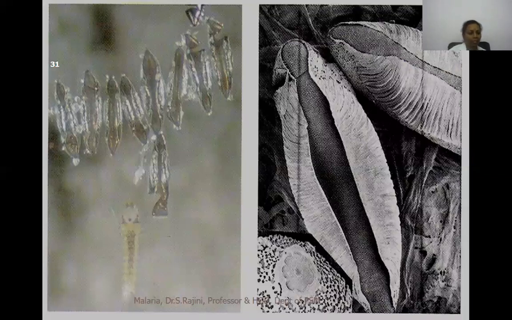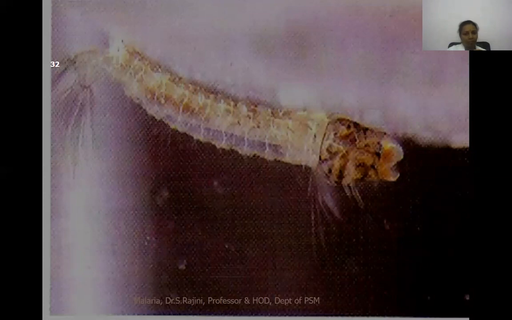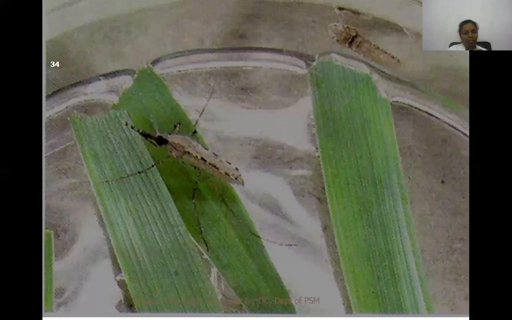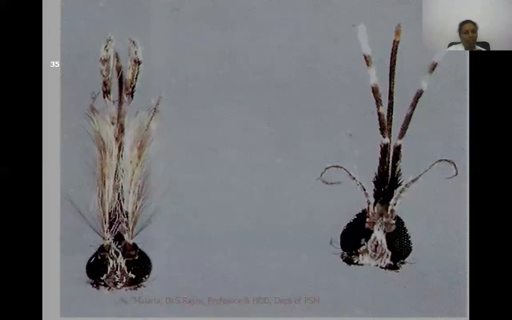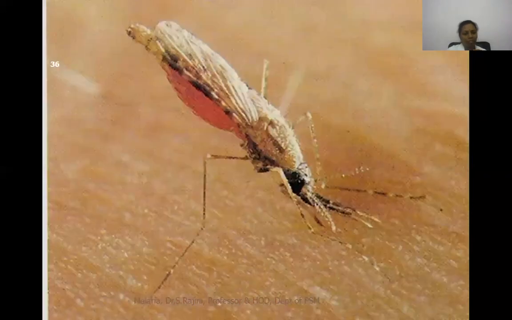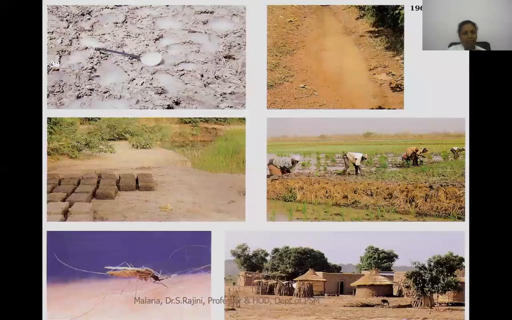Now the areas of the hospitals. Pupa, the mouth parts, how to differentiate between male and female mouth parts, resting habits, and what are the sources of breeding places in hospitals. Small stagnation of water also will be a place for the mosquitoes to breed.